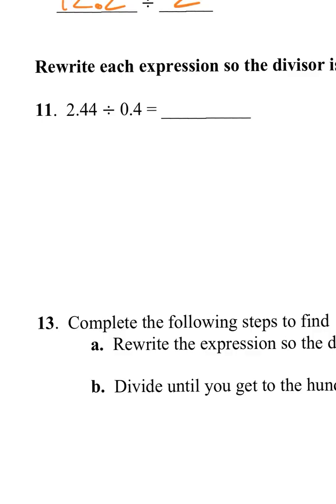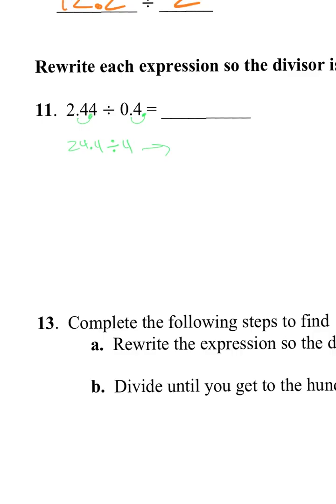So for number 11, we've got 2 and 44 hundredths divided by 4 tenths. The first thing I'm going to do is take my divisor, which is 0.4, and change it into a whole number by moving the decimal 1 spot to the right. But whatever I do to one number, I have to do to the other. So I'm going to do the same thing to the dividend. So let's rewrite this. So it's 24 and 4 tenths divided by 4.